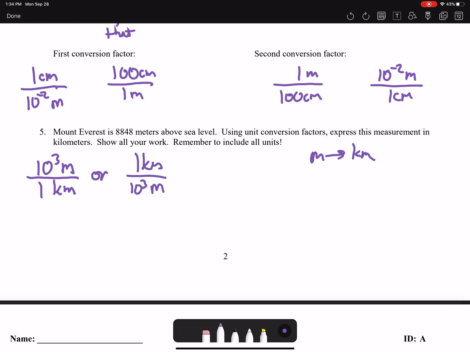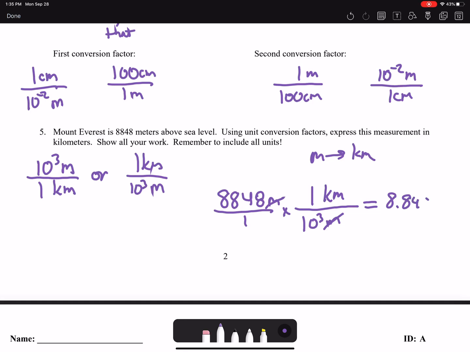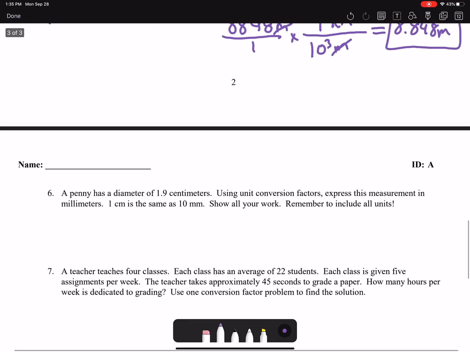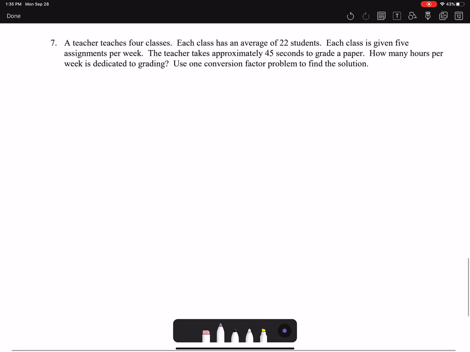And we're going to do a conversion factor to convert this 8,848 meters. And we'll apply this 10 to the third meters on the bottom, 1 kilometer on the top. The meters cancel out. This is 8,848 divided by 1,000. You get 8.848 kilometers. And because the conversion factor has infinite number of significant figures, this is our answer. We do not need to round it down at all, or round it to less significant figures.